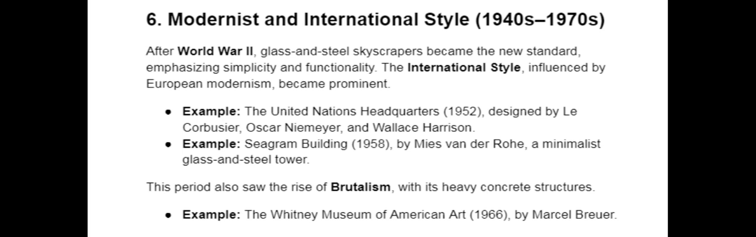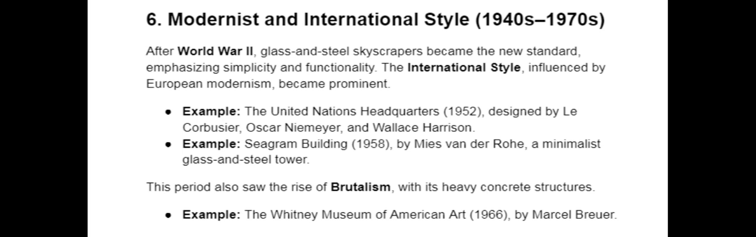6. Modernist and International Style, 1940s to 1970s. After World War II, glass and steel skyscrapers became the new standard, emphasizing simplicity and functionality. The international style, influenced by European modernism, became prominent. Example: the United Nations headquarters, 1952, designed by Le Corbusier, Oscar Niemeyer, and Wallace Harrison.